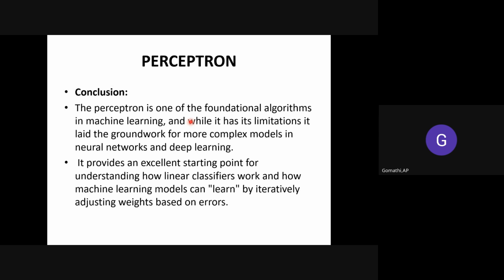While it works well for linearly separable problems, more advanced techniques like the multi-layer perceptron may be used for more complex tasks. So in this, we are taking simple input, using a single input layer with the weights to calculate the weighted sum. And also it provides an excellent starting point for understanding how a linear classifier works and how machine learning models can learn by adjusting weights based on errors. So these are the important things behind the perceptron. That means it is a basic linear classifier that uses weights.